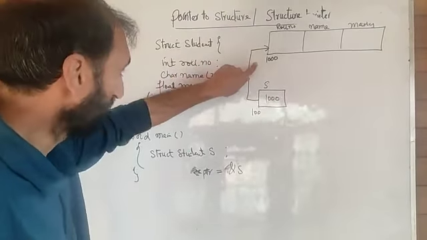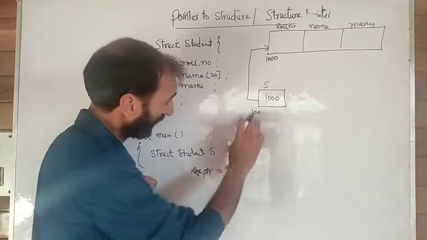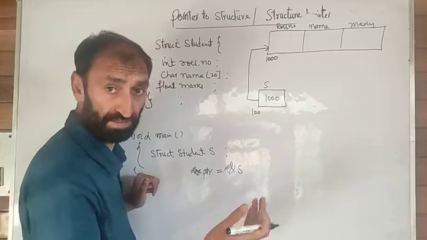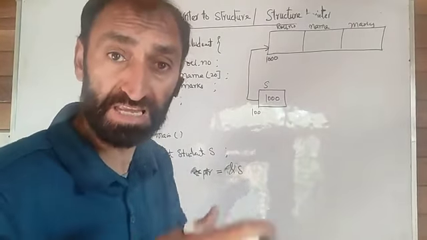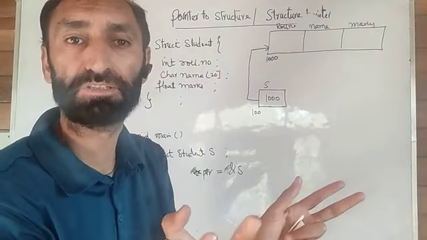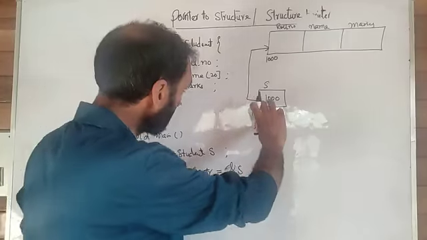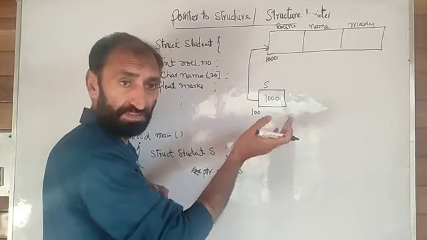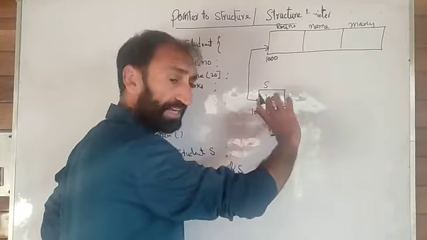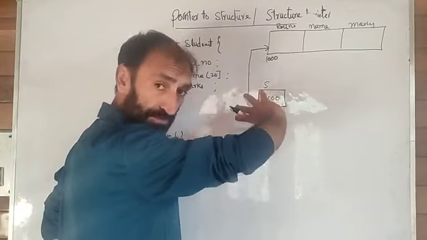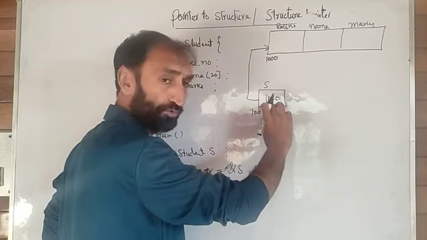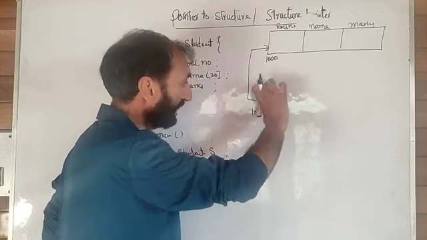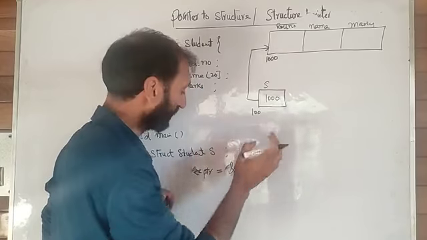We know that S is the name of the variable. What does the name of the variable contain? It contains the base address. The name itself contains the base address. Here it is an array, so it contains the address of the first byte. What is the address of the first byte? That is 1000. 1000 is going to be stored in S. That is the internal pointer. S is the internal pointer.